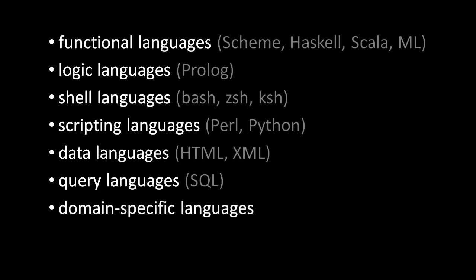A domain-specific language, as the name implies, is designed to solve one particular problem in one specific domain. The term is sometimes applied to anything which isn't primarily meant to be a general-purpose language. So the term can be applied to SQL, HTML, XML, and even shell languages like Bash.